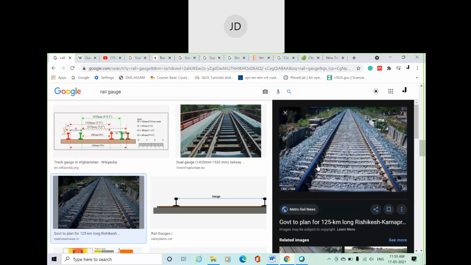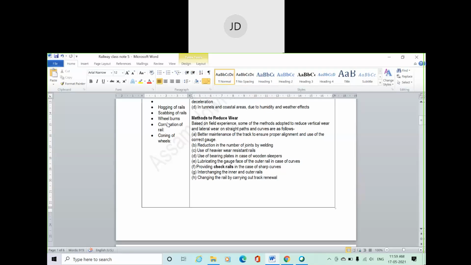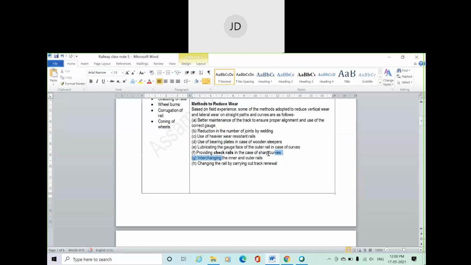And if you go for lubricating the inner face, it will reduce the friction. Okay, and in this way we can reduce the wear by lubricating the inner face of the rail. Okay, providing check rail, we already discussed that. By providing check rail in sharp curves, that means where we provide super elevation, nearby the inner face, we can provide check rail which gives more strength to the sleeper or the overall track.